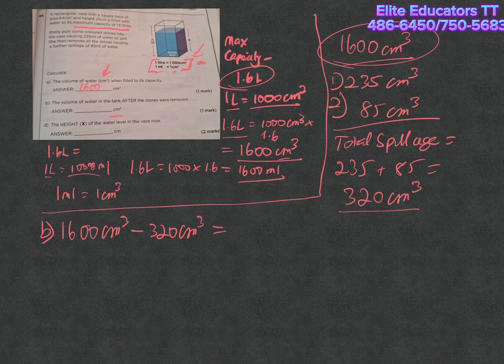And when we subtract that, we'll get 1,280 centimeters cubed. So the answer is 1,280 centimeters cubed. Guys, I know there would be some students who would put 320, but that was just lost in spillage. That is not how much is left. Remember, what is left would be the total amount minus the amount lost in spillage. So the answer for question B would be 1,280 centimeters cubed.